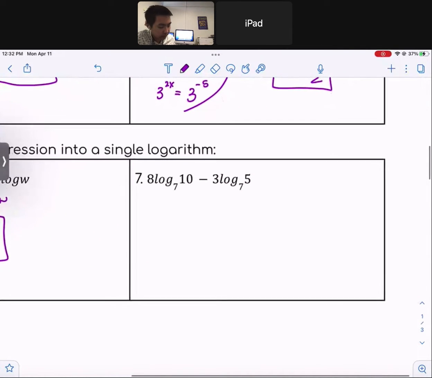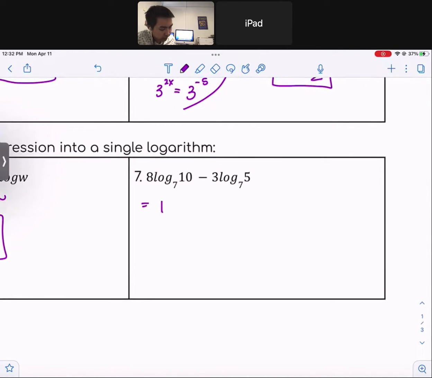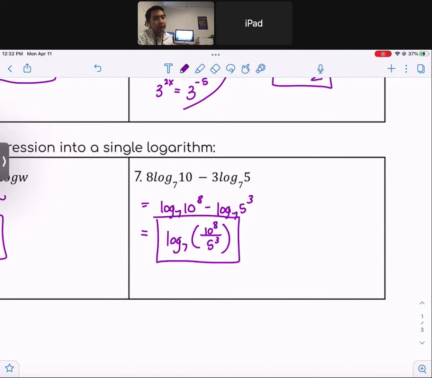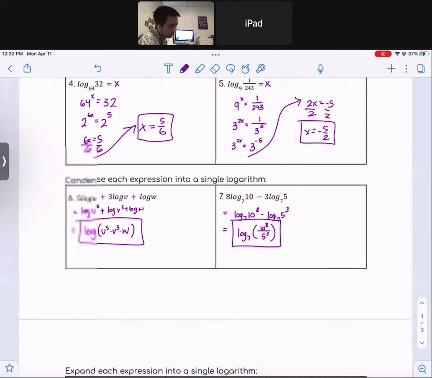Number 7, again, get all the coefficients to become the exponents. And then once we have a log minus a log, we can condense this, you guys, but it's minus, so it's quotient rule. 10 to the 8th, all divided by 5 to the 3rd. And condensing it, we should have 1 log in our answer.